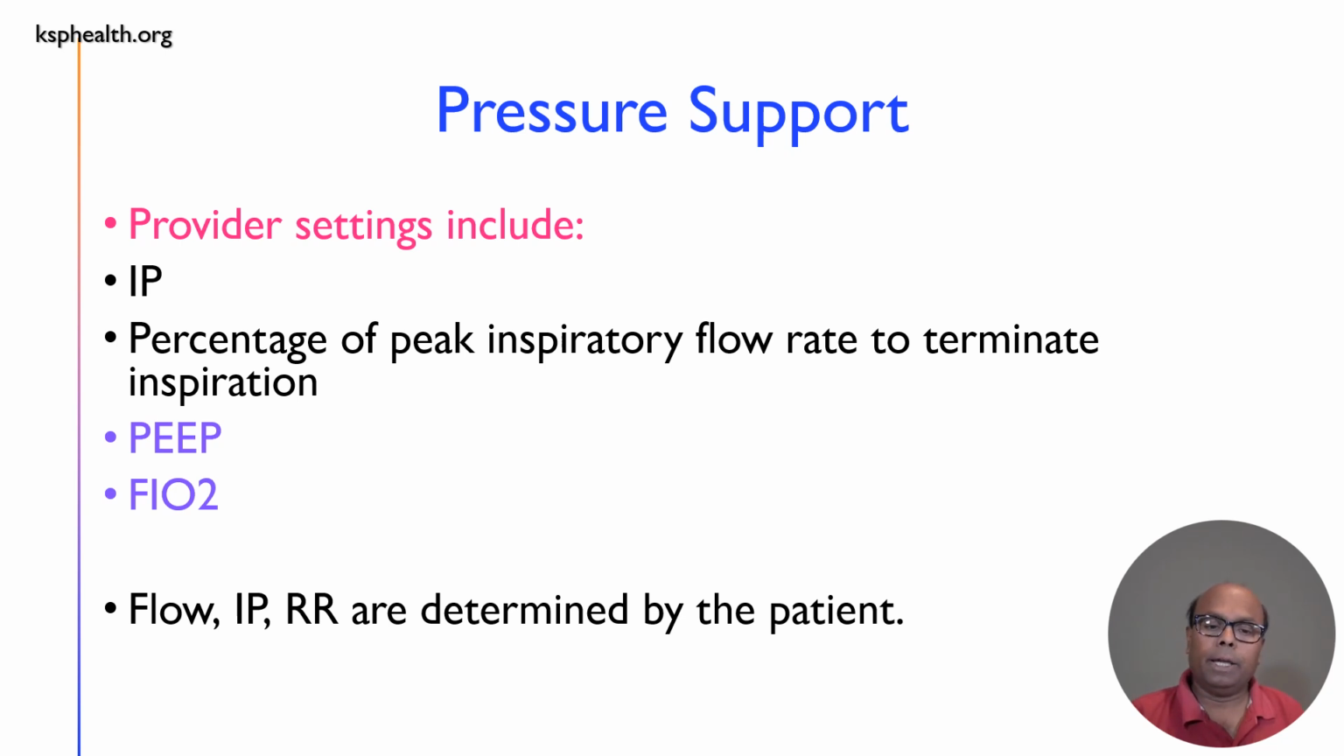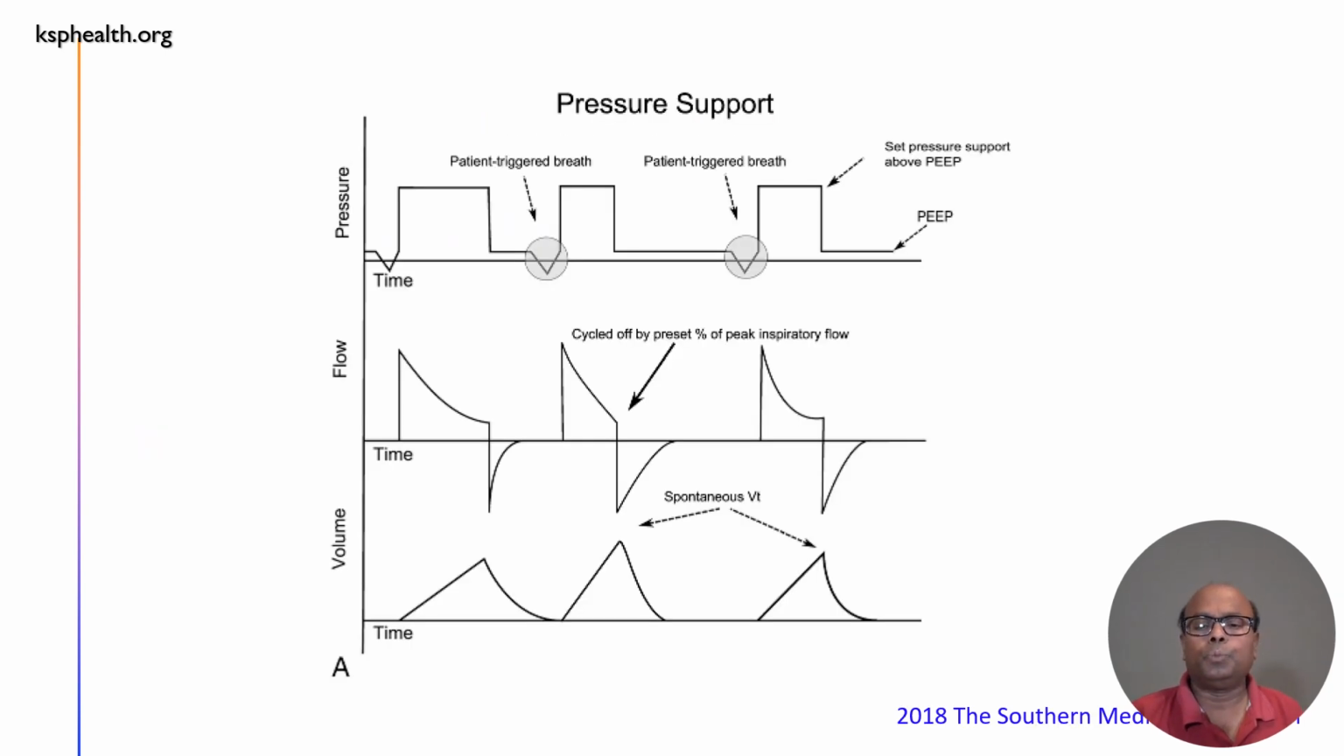But the flow and the respiratory rate are determined by the patient, because every breath is patient triggered, because it is not a time cycled one when you do a pressure support. As you can see here, every breath is patient triggered, and the ventilator delivers the preset pressure. The volume changes based on airway resistance and the compliance of the lung.